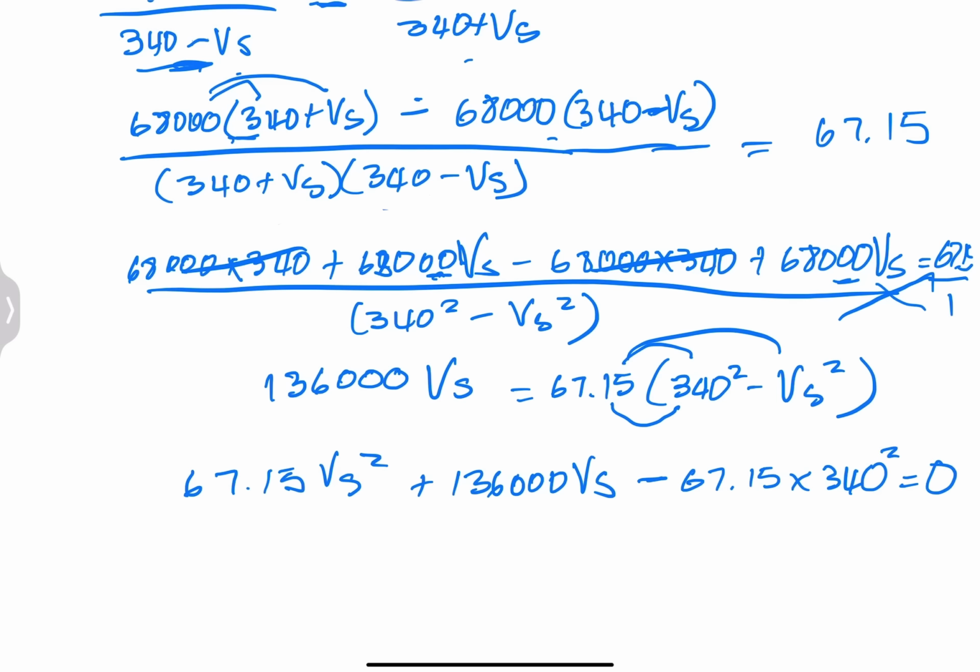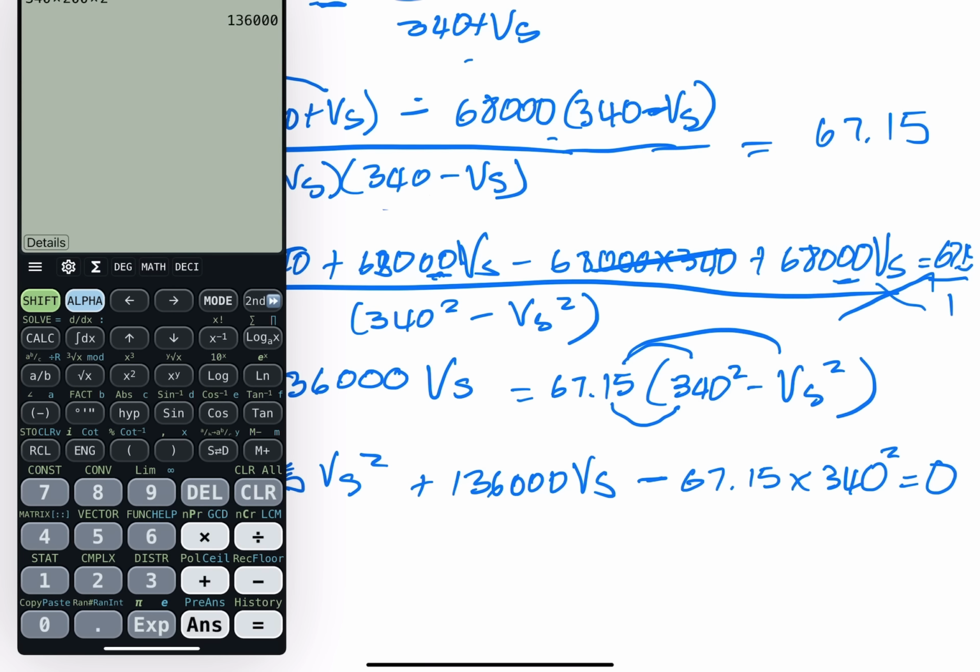Now, what you can obviously do is divide everything by 67.15. Okay, that cancels. So let's see, 136,000 divided by 67.15. Oh gosh, I get that ugly thing there. Of course, it's going to affect our answer.